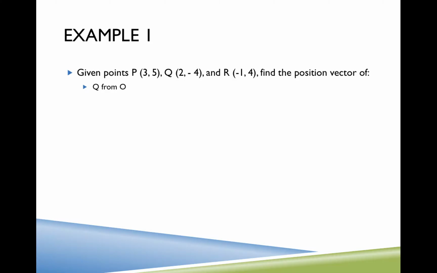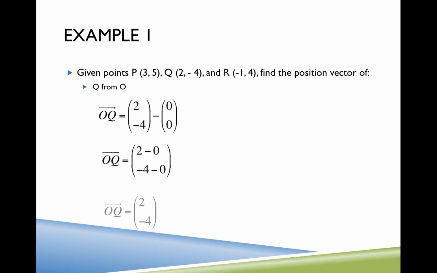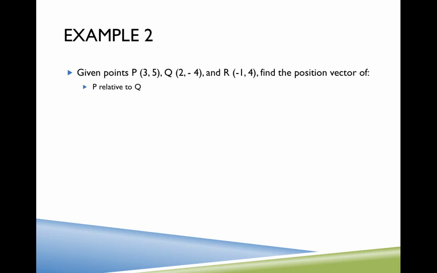Well, of Q from O means I'm starting at the origin and going towards Q. So I'm saying it's my Q coordinate, my 2, -4 coordinate, minus my 0, 0 origin. So when I subtract this, I'm left with that 2, -4. That's a position vector from the origin.